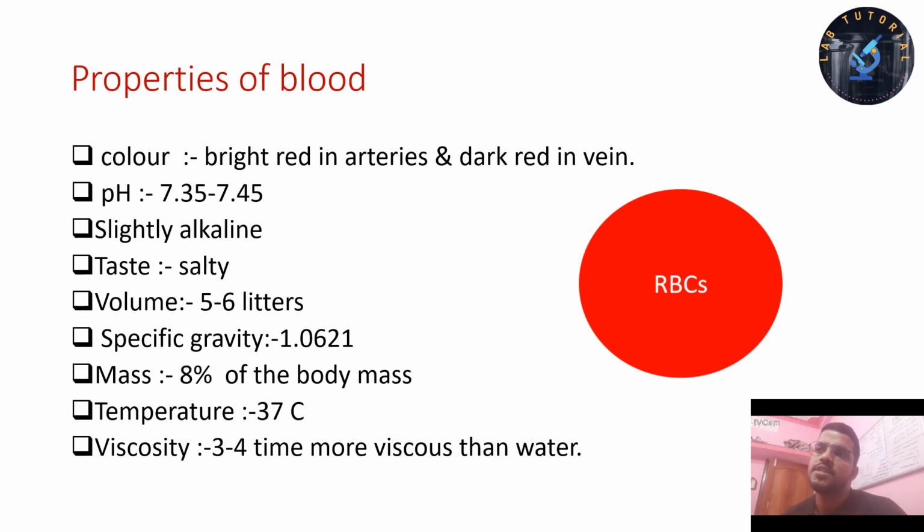Specific gravity is 1.062. Mass is about 8% of the body mass. Temperature is 37 degrees Celsius, our body normal temperature. Viscosity is 3 to 4 times more viscous than water. So these are the properties of blood which are important for competitive exams.